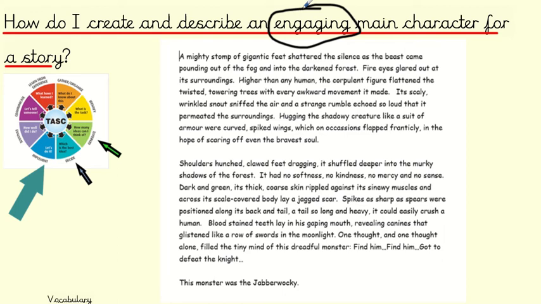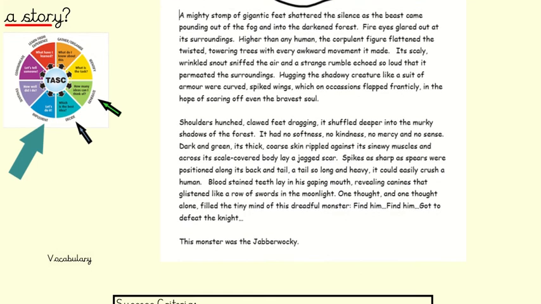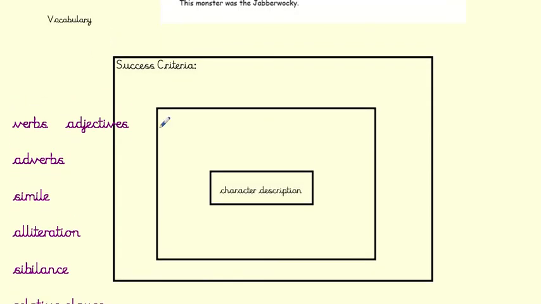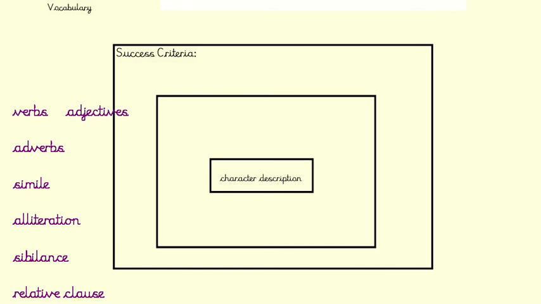Having a success criteria can help us choose the impact we want to have and to set ourselves challenges, just as an explorer would. Usually our success criteria is a list of things to include. But this week we're going to challenge ourselves to think about the impact that our writing techniques can have. This success criteria is a thinking tool which helps us plan the impact that our writing will have on the reader. In the centre, we write our focus, which is a character description.